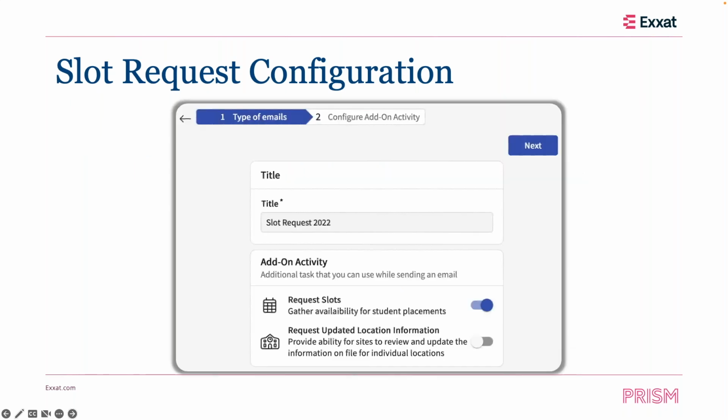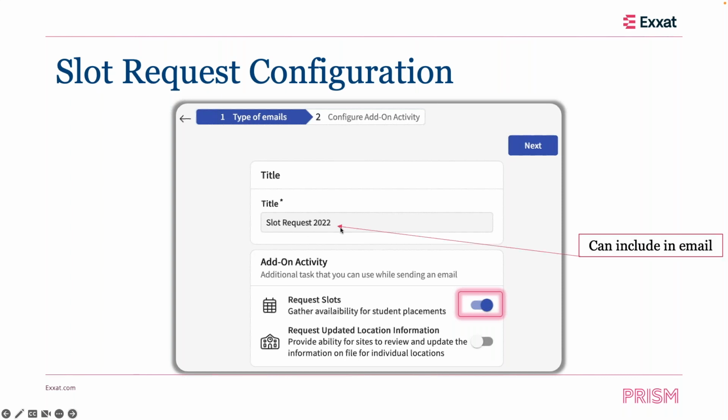And once you do, the system will first ask you for a title. So if you're sending out a generic email to your sites, or a slot request and a request for updated information, this can be used for multiple purposes, but you get to give your communication a title. And then you're going to select your add-on activity. This is not required for you to turn on, but if you are requesting slots, we definitely want to turn that option on there.